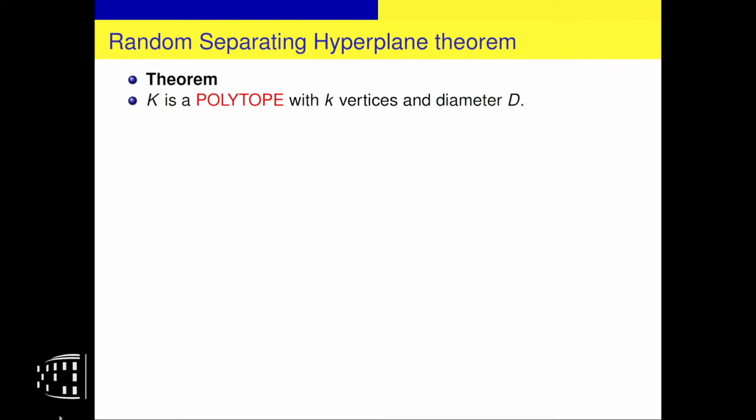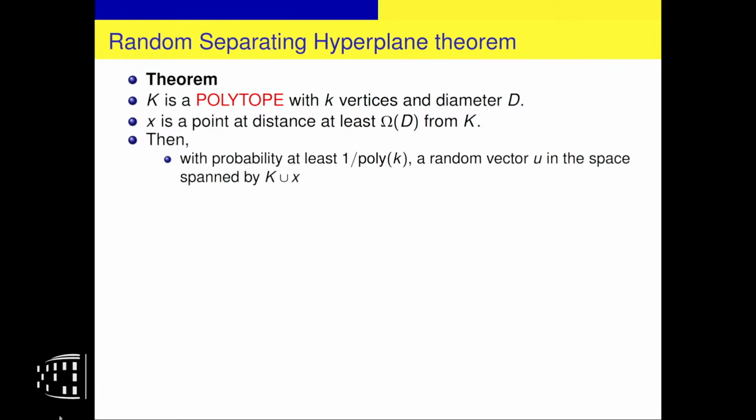It's a polytope K with k vertices and diameter D. x is a point at distance omega of D, a constant factor times D, from K. Then with probability 1 over poly, a random vector in the space spanned by K minus K union x separates x from K by at least D over root k.